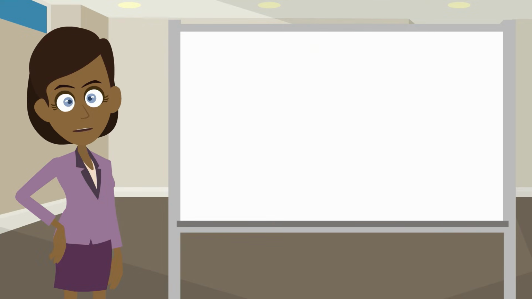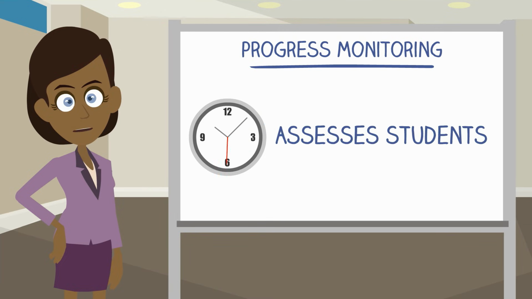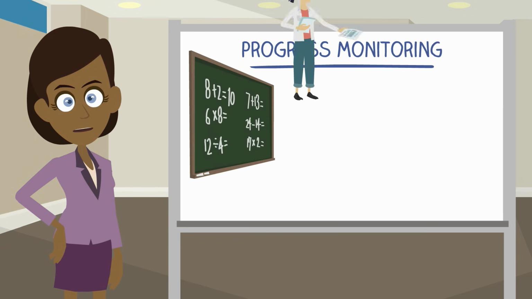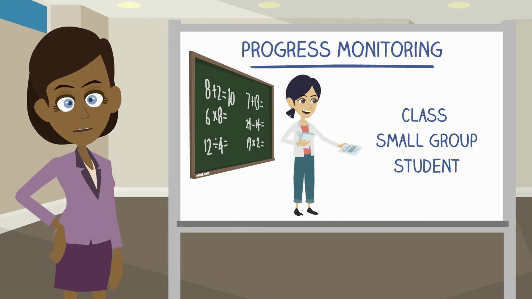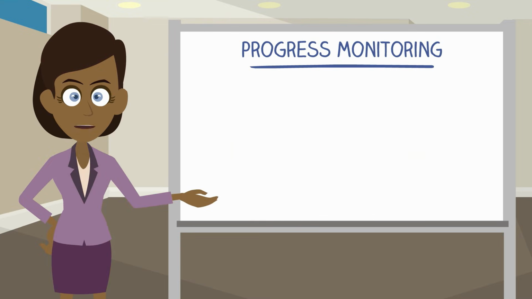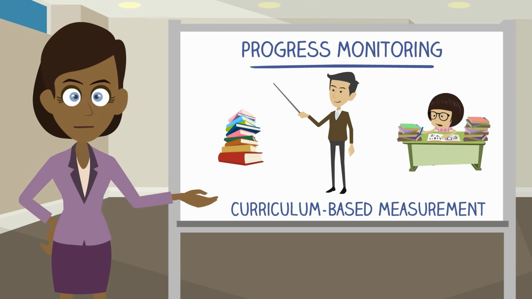Finally, the last type of assessment we will cover is progress monitoring. Progress monitoring regularly and frequently assesses students in specific areas. It informs instruction and the selection of interventions for the needs of an entire class, a small group, or an individual student working toward a specific goal. If the students have not yet met the goal, an educator determines adjustments in curriculum, instruction, or environment. Curriculum-based measurement, or CBM for short, is one type of progress monitoring.